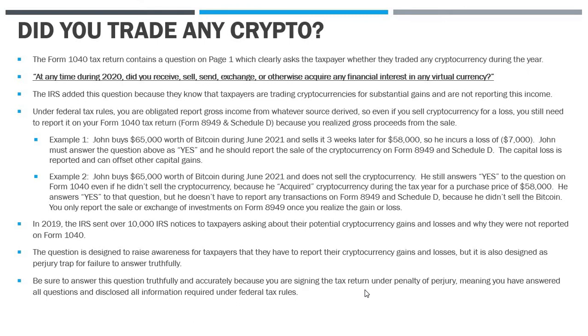And this applies regardless of how you're holding it. So if it's in cold storage, right? If you have a paper wallet or an electronic one, or if it's an exchange, a U.S. exchange or a non-U.S. exchange, make sure you're answering these questions truthfully. And if you are incurring gains or losses on the trading, make sure you're reporting all that on your tax return. So that covers it for this question.